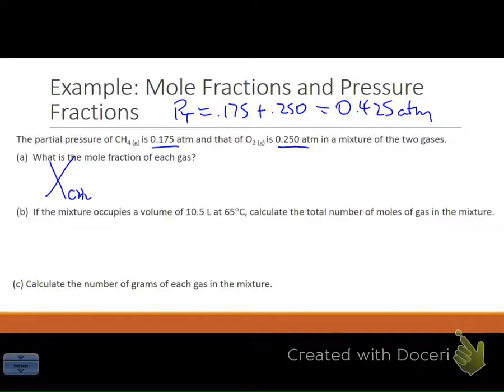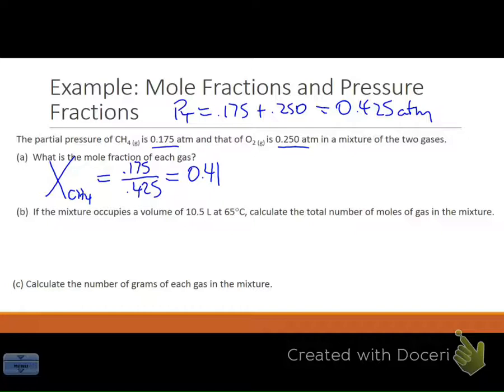Let's just say X. Okay, so the mole fraction is going to be the moles, the part, in this case, of methane, so that's 0.175 over 0.425, which is the whole thing. And that fraction comes out to be 0.41.